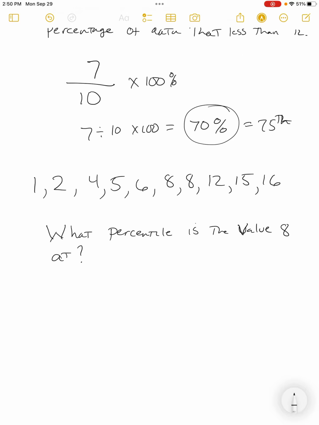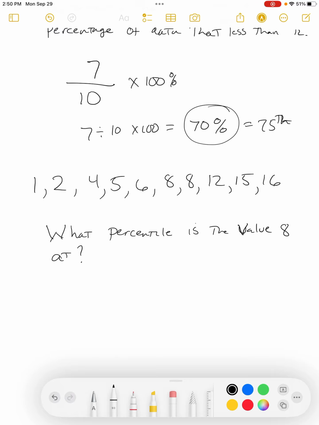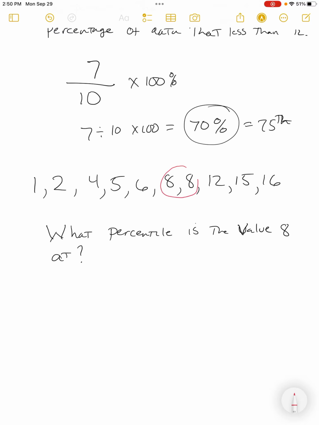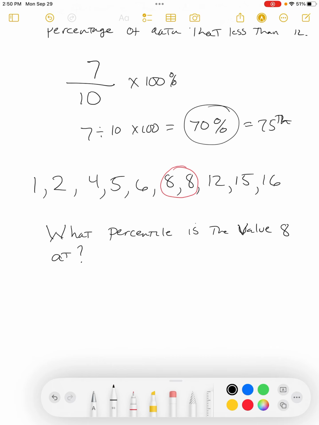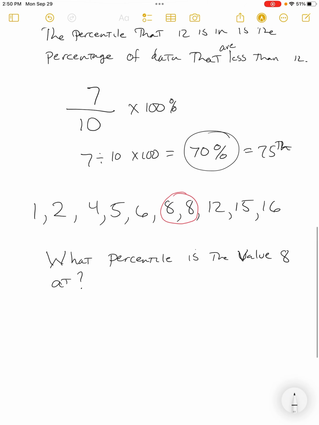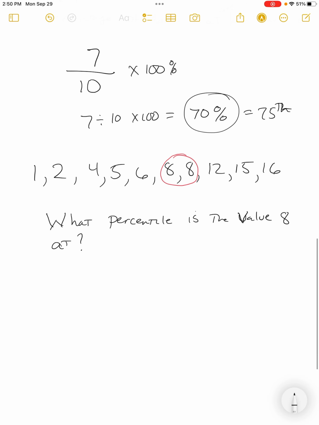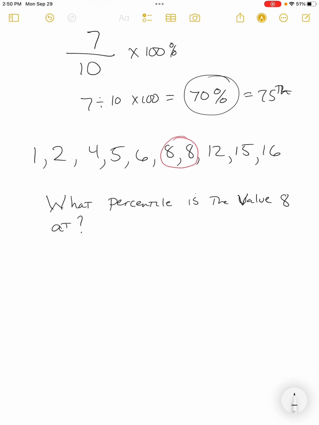So let's make sure that we're good with this process. Well, we know what to do. I identify where 8 is in the data set, and there are 2 of them. I'm going to circle them bold. Remember what the percentile is: it's the percentage of data that are less than a value. So I need the things that are less than 8. 8 is not less than 8, so I'm only counting these values down here, these 1, 2, 3, 4, 5 values.